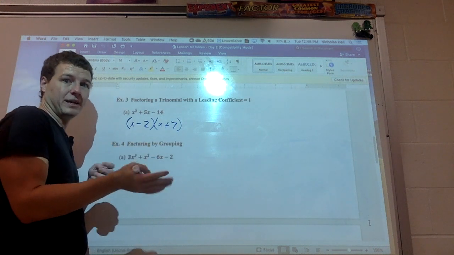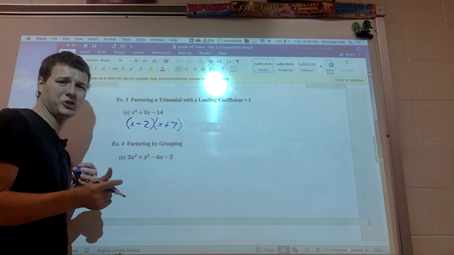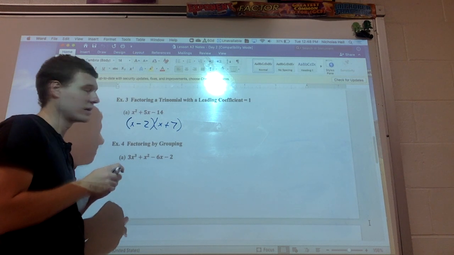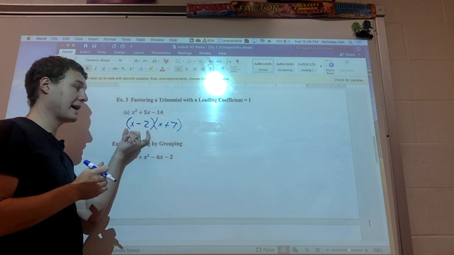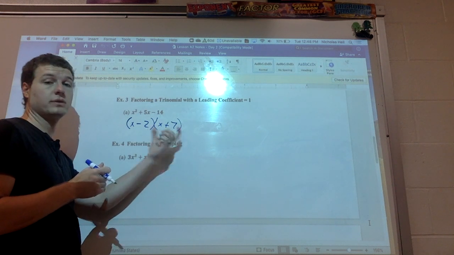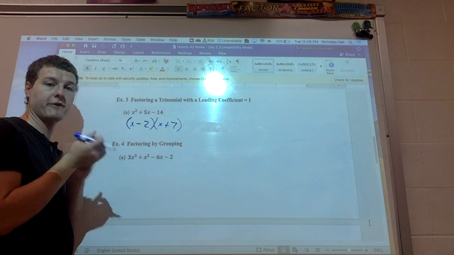Multiply it out if you don't believe me. Remember, FOIL this. You can always check your answer if you're a little unsure. But make sure that you have the signs correct. If you have x plus 7 written first and then x minus 2, that's fine. The order of your factors doesn't matter.